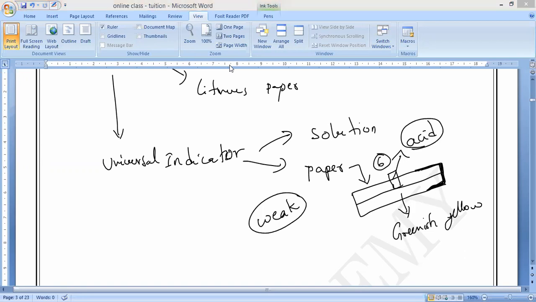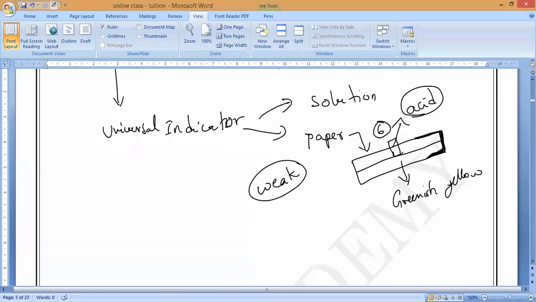So like this only they are going to ask in the exam. Understand? Yes, sir. That is what all of you should understand. So universal indicator is also available like litmus paper and litmus solution, and they will give you the pH value. Suppose they give you the color of the indicator by adding drop wise, and the color of the indicator is changing into greenish yellow, then you can say it is a weak acid. The pH value is 6. Like that you can say.